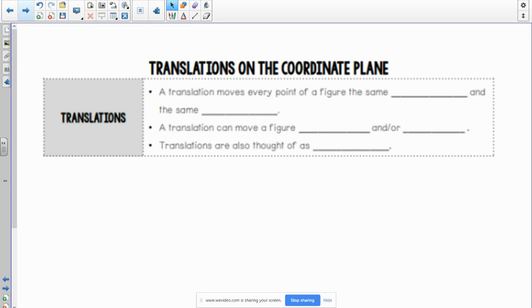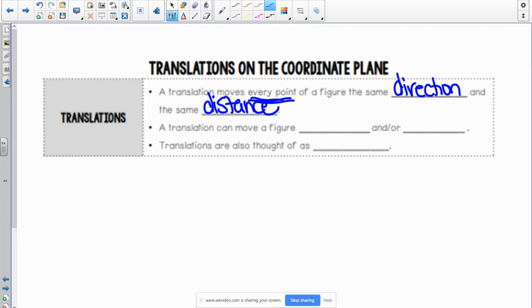So the first thing is just the vocab. We talked about translation in the last video, and I'm just going to remind you what a translation is. A translation moves every single point of a figure the same direction and the same distance. So if point P moves 3 to the left and 5 up, so will every single point on that figure move that same direction and that same distance. So left, right, up, down, and then the distance of how far.